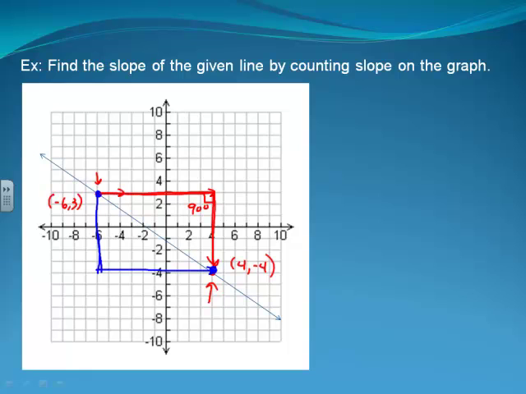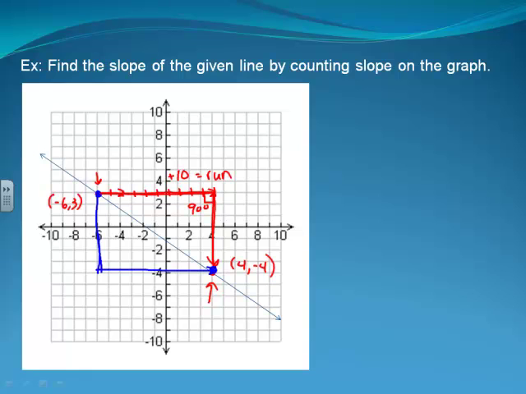If we're moving in this direction, we would move 1, 2, 3, 4, 5, 6, 7, 8, 9, 10 units. And since we move to the right, that's a positive 10 in terms of horizontal movement. So that's a positive 10 x movements, or a positive 10 is our run. Run is always horizontal movement.